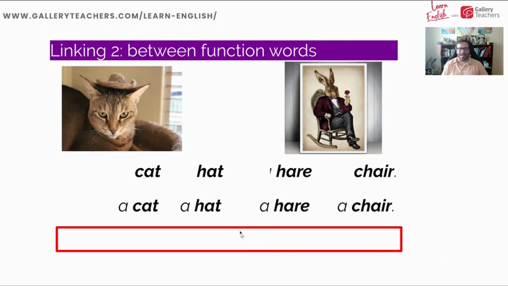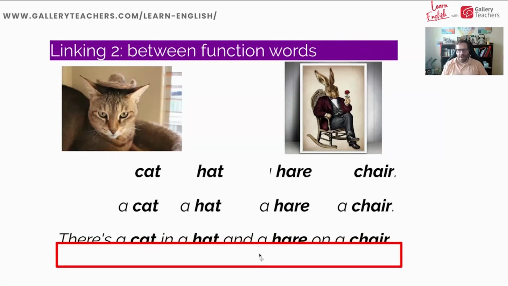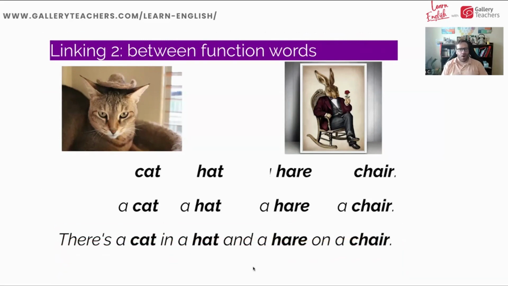Okay. And now, pause that for a second. We keep that going. A cat, a hat, a hare, a chair. But now we're going to bring in the whole sentence. You might think, how am I going to fit all of this into such a small space? Well, it's quite easy. Let's start the beat again.